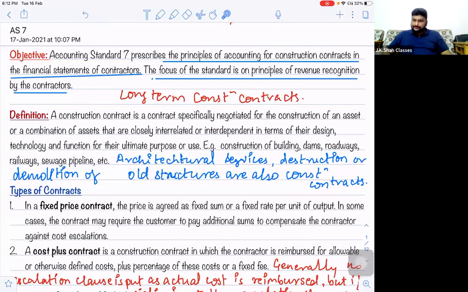A construction contract, right? So 3 things to be noted. Sir, a construction contract will include constructing of an asset, architectural services which are directly related to the construction, plus contracts for destruction or demolition. So these 3 things will be covered under the definition of construction contracts, right? Now, the most important point why we are learning this case. Now, I have written something, long-term construction contracts. Sir, whenever I talk about these assets which are getting constructed, whether it is a dam or a building or a roadway or a railway, sir, it takes some years to get completed.